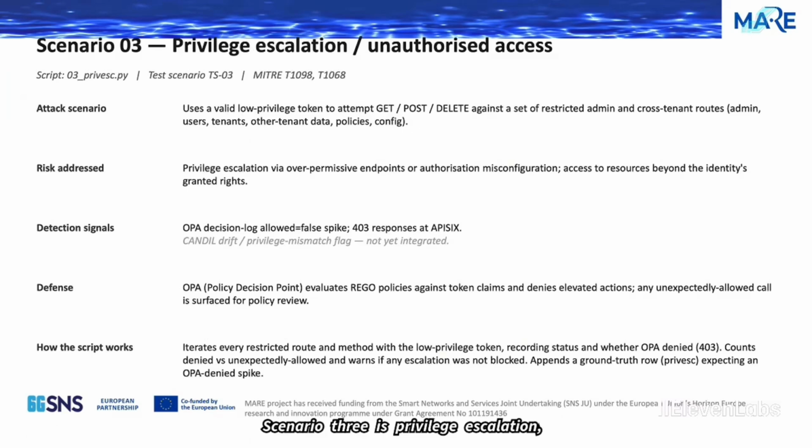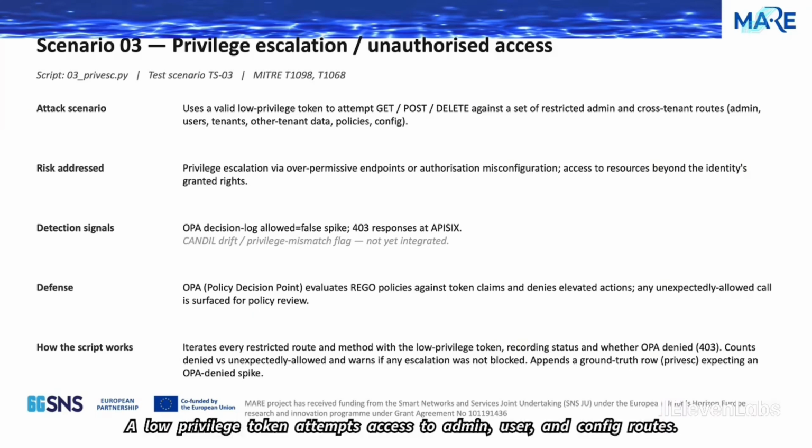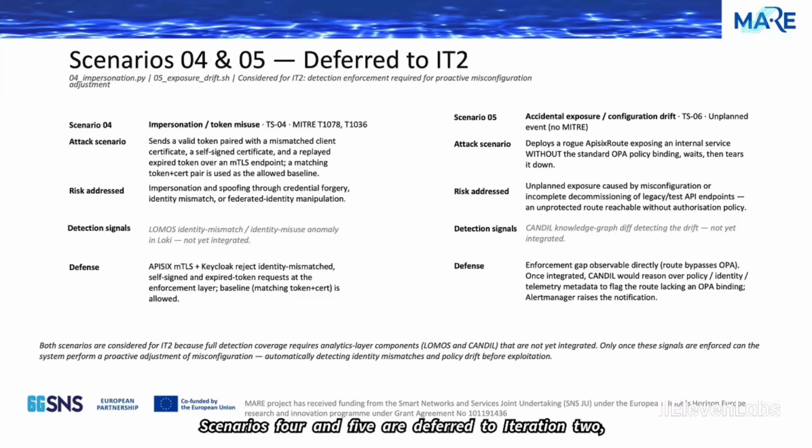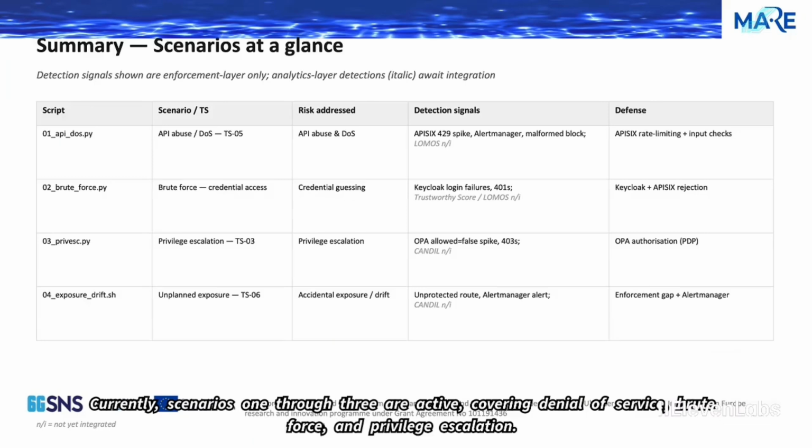Scenario 3 is privilege escalation, MITRE T1098 and T1068. A low privilege token attempts access to admin, user, and config routes. GET, POST, and DELETE are tried on each path. OPA compares the token role against the required minimum. Mismatches return allowed false, and APISIX returns HTTP 403. The script flags any escalation that was not blocked. Scenarios 4 and 5 are deferred to iteration 2, pending the integration of LOMOS and CANDIL. Currently, scenarios 1 through 3 are active, covering denial of service, brute force, and privilege escalation.